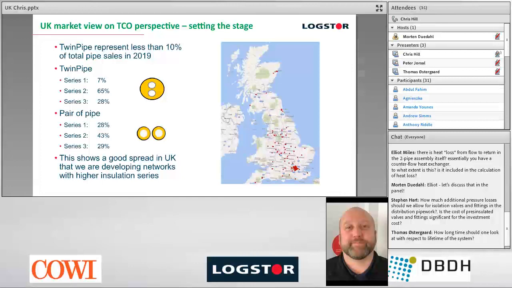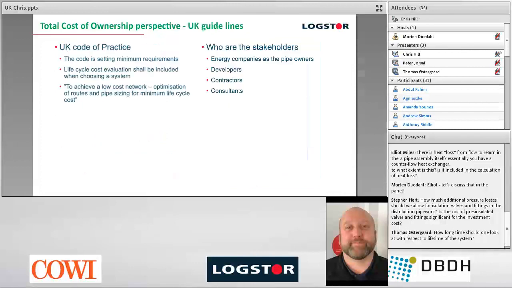From these projects, we can see that the twin pipes represent less than 10% of total pipe sales. And within the twin pipe sales, 7% is Series 1, 65% is Series 2, and 28% is Series 3. And for the single pipes, the percentage split is 28% in Series 1, 43% in Series 2, and 29% in Series 3. So in general, these statistics do show the UK is working towards developing the networks with higher installation series and twin pipe systems using the TCO evaluation. However, work is still to be done.